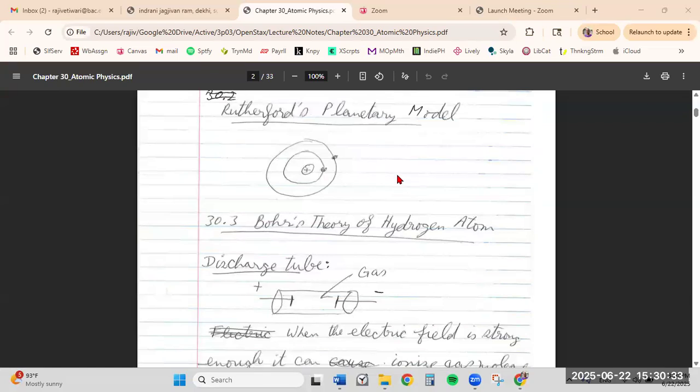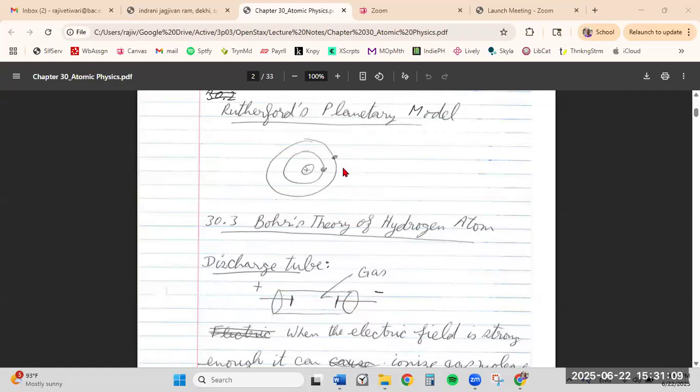There were some problems with Rutherford's planetary model. One, and the most important one, is that in classical electromagnetic theory, if you have a charged particle which is undergoing acceleration, then it is supposed to radiate an electromagnetic wave. And when it does so, it loses energy.